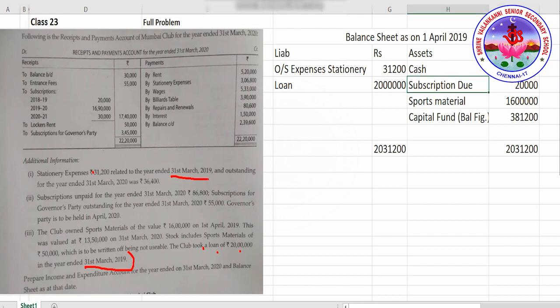Then subscription due is 20,000. How did we find subscription due? We have this for 2018-19. The subscription that was received on 31st March 2020 is 20,000. So it is due. That's why it is received on 31st March 2020. For the year ended 19, it is due. So we are going to write 20,000 as due. Sports material 16 lakhs, I guess this is very clear. On 1st April, what is the sports material? I have just taken the figure. Then the balancing figure is this.